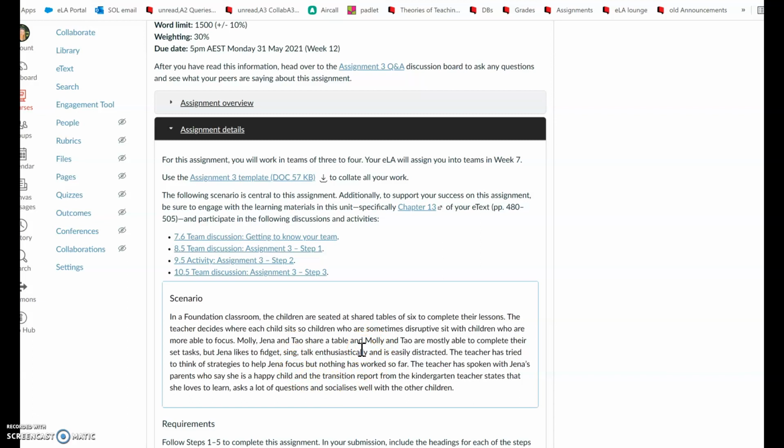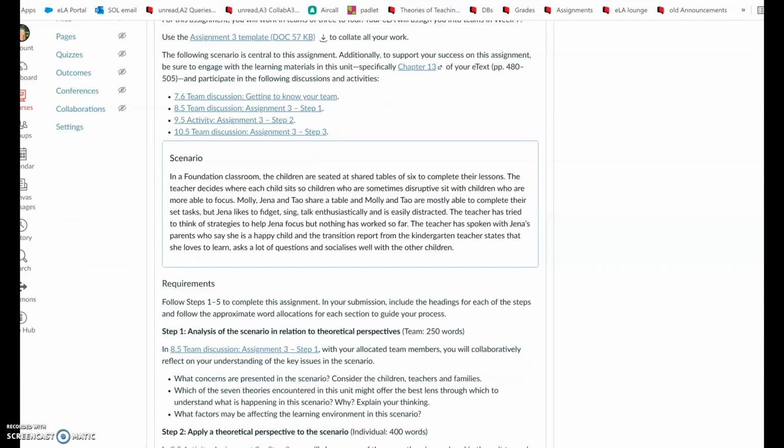And remembering that when we're looking at this, we're looking at all stakeholders. So who is involved here? I know we've got some named. This is really about Jenna, but not just Jenna. We've got some other named students here as well, and we've got students who aren't named. We know that there's a whole class involved here. We know that there's a teacher. We know that there's Jenna's parents, they're mentioned. Also, all of the other children and their parents. Just remember that we're considering all stakeholders in our responses for our assignment.